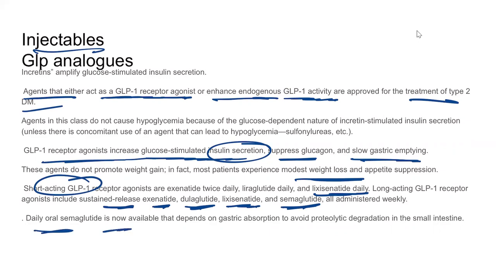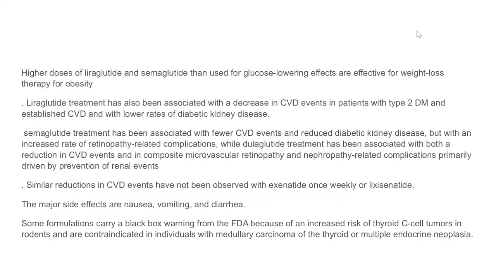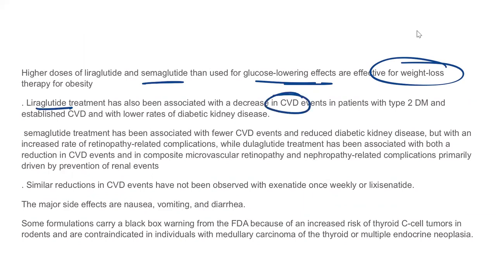Daily oral semaglutide is now available that depends on gastric absorption to avoid proteolytic degradation in the small intestine. So we have already discussed that GLP-1 analogs are injectables except this semaglutide, which is also now available as an oral drug. Now, higher doses of liraglutide and semaglutide than those used for glucose lowering effects are now used for weight loss therapy. Here, liraglutide treatment has been associated with a decrease in cardiovascular disease events in patients with type 2 DM and established cardiovascular disease and with lower rates of death.